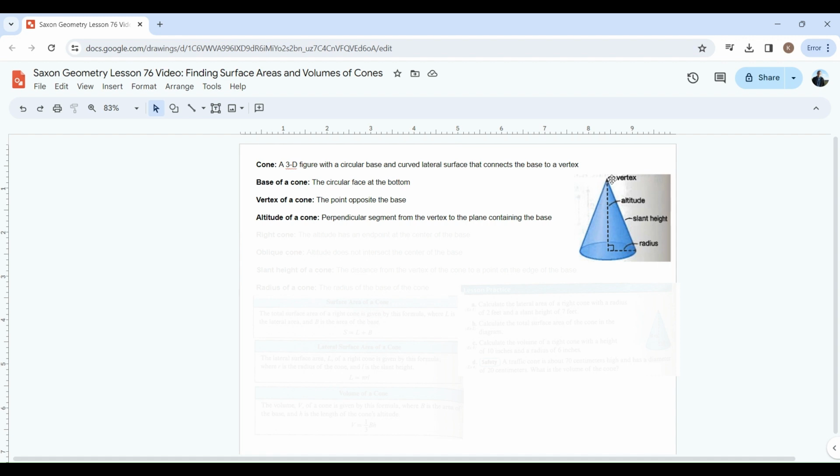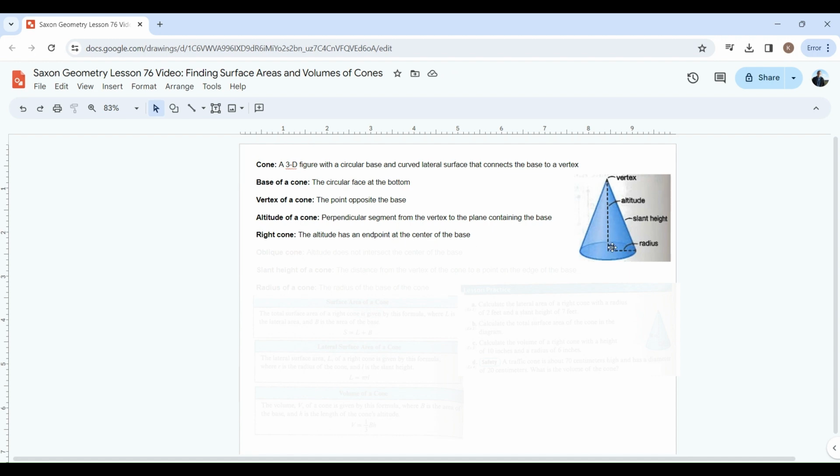However, some cones, remember, have this vertex shifted way off to the side. So, it's not over the circular base anymore. In that case, we would say the altitude is from that point to the plane, perpendicular to the plane that contains the base. Now, what we're looking at is a right cone, one in which the altitude has an endpoint on the center of the base. That's how we define it.